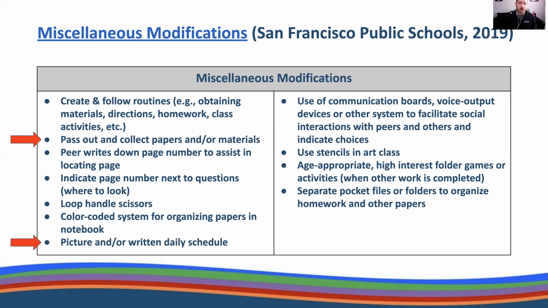Can there be a picture and or written daily schedule? Can that be on the board? Can that be on the student's desk? Can that be good for all students? Can students write it on their own so that they know what's going on in their day? And can we teach students to have different color-coded files or folders to organize their homework and other papers? These are things that are common support needs for all kids. So again, thinking about how special ed supports can benefit everybody.